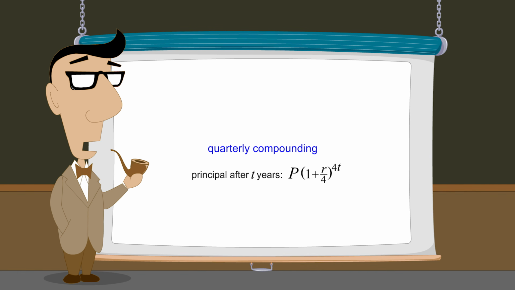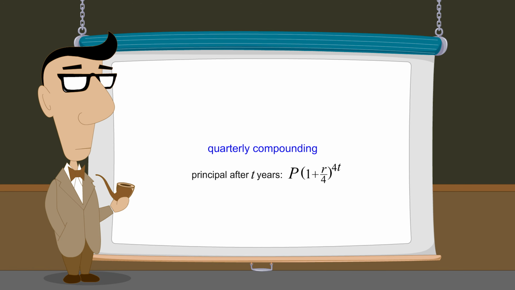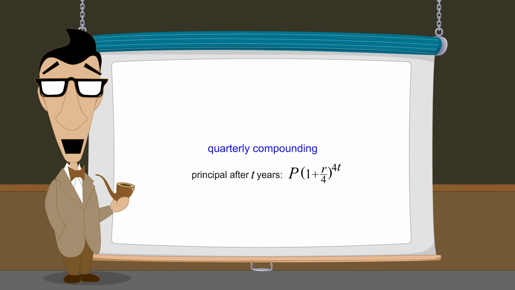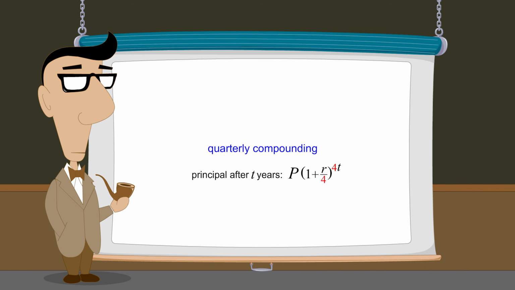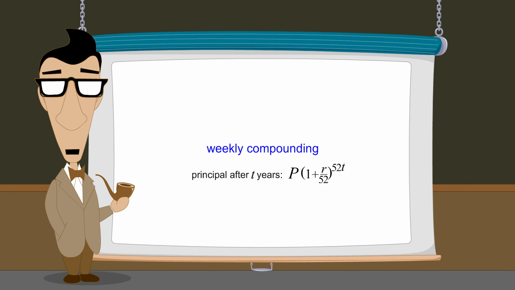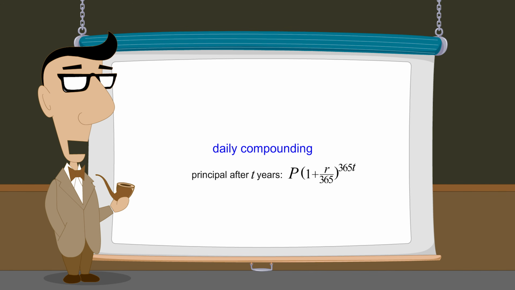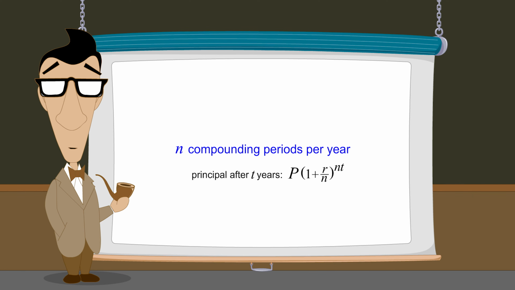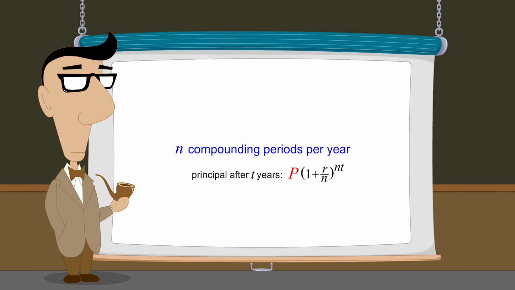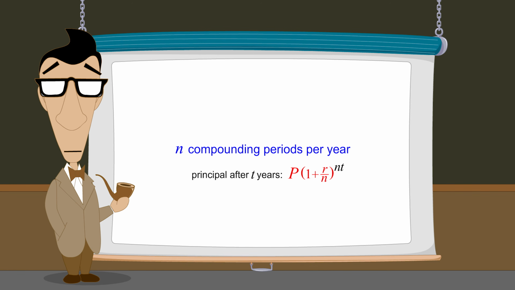compounding. Now, if we wish to modify this formula for weekly compounding, since there are 52 weeks in a year, we simply change the 4 to 52. Likewise, with daily compounding, there are 365 compounding periods each year. So in general, if there are n compounding periods per year, the formula for the principal after t years will be P times 1 plus R over n with an exponent of n times t.